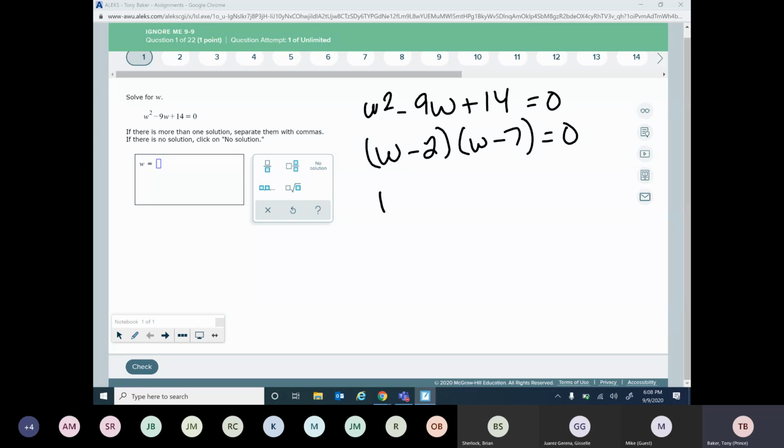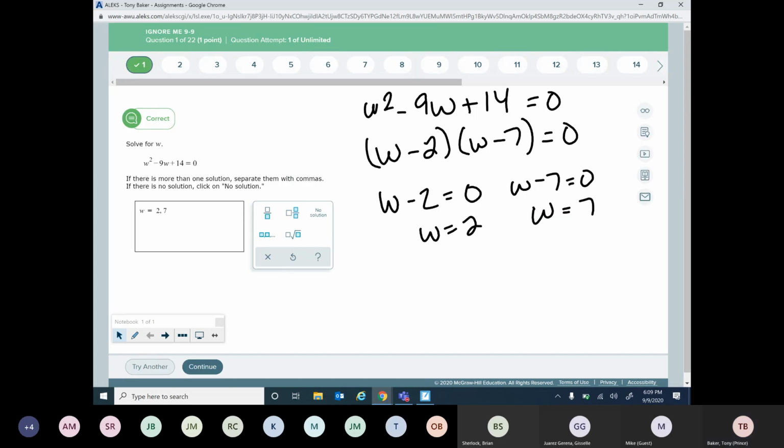Now that we got those, we just solve them for 0. So w equals 2 and w equals 7. And then those would be my answers to the problem. And just put a comma between them. So that one was really easy because we could factor it.